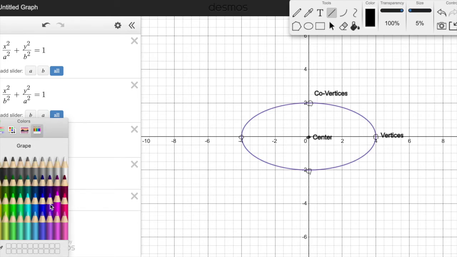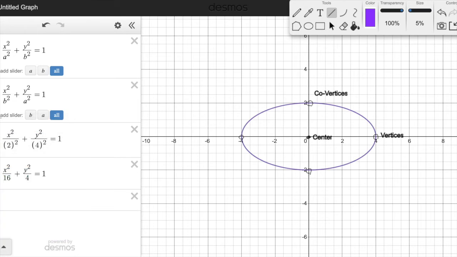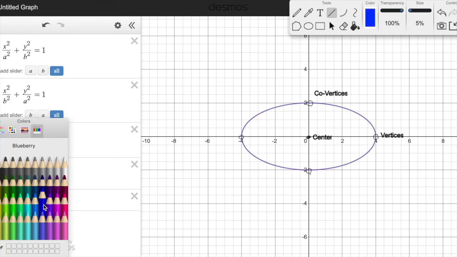Let's go with, like I said, I like purple. No, but that's the color of our graph, maybe blue.